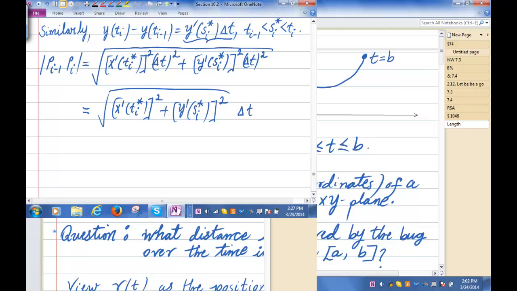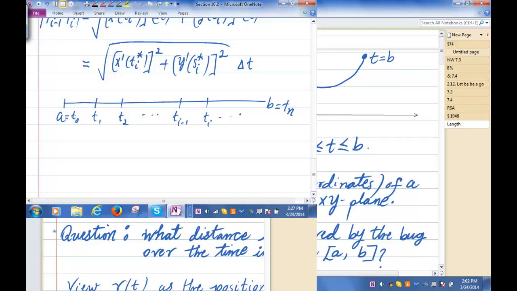Finally, remember that we are basically dividing the interval from a to b into subintervals like this: t1, t2, dot dot dot, t i minus 1 and t i, dot dot dot, and this is t n, right? We divided the time interval into smaller subintervals, and assuming that n is pretty big, these subintervals are very small, tiny.